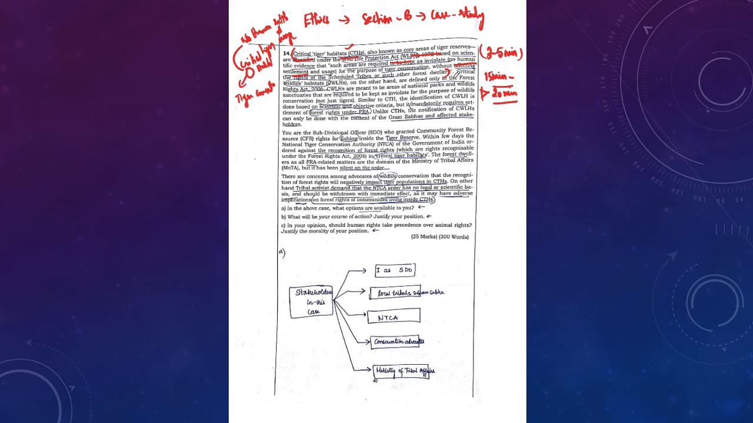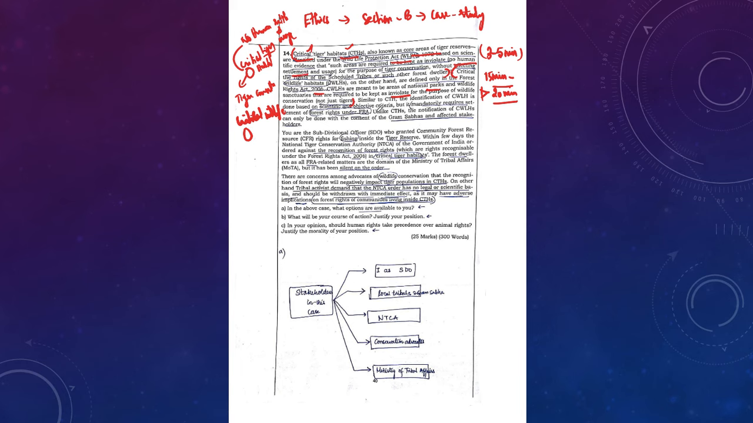And critical wildlife habitats, on the other hand, are defined only in the Forest Rights Act. Critical wildlife habitats are meant to be areas of national parks and wildlife sanctuaries that also should be kept as inviolate for the purpose of wildlife conservation. So basically, there are two things they are talking about, friends. One is critical tiger habitats, another is critical wildlife habitat. And the basic difference is, in critical wildlife habitat, all animals apart from tiger also will be conserved here.